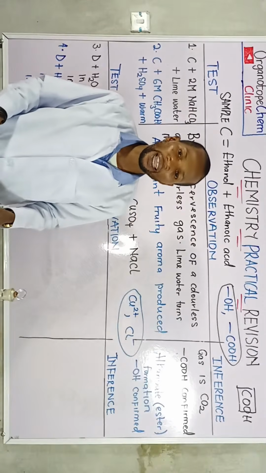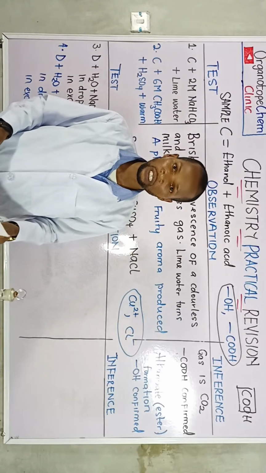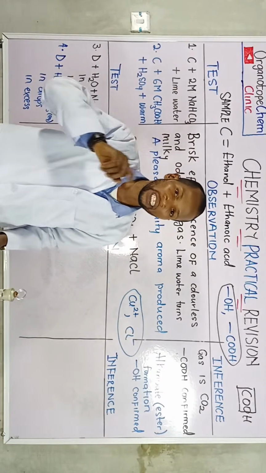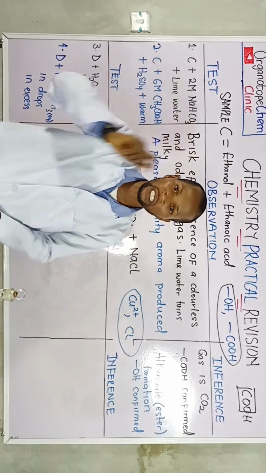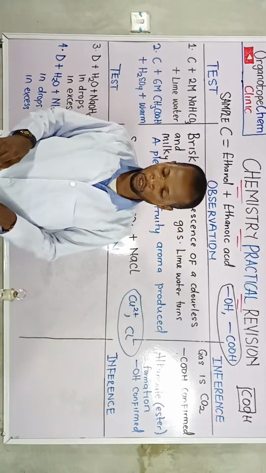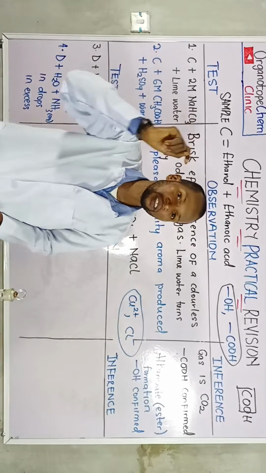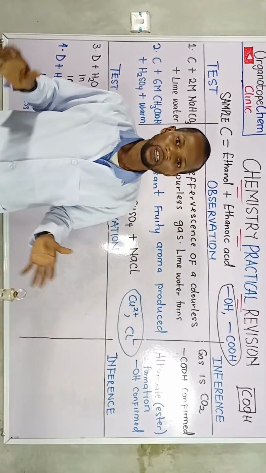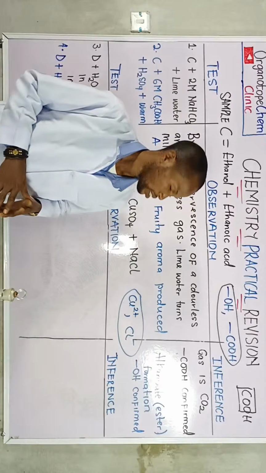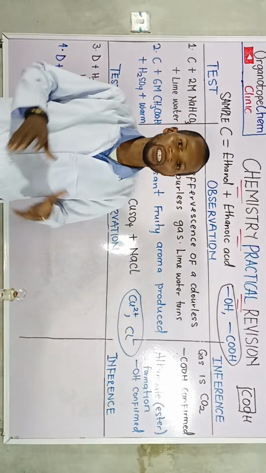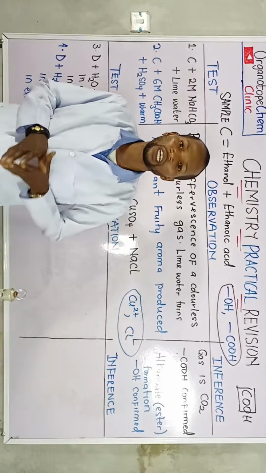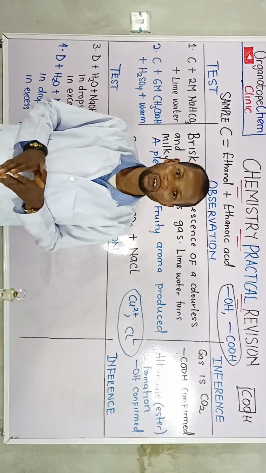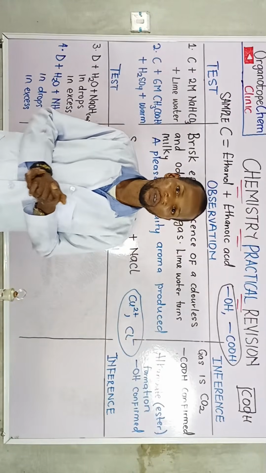Now, the first procedure right here: transfer 1.0 gram of sample D into a boiling tube. Now, a student will ask, how are we going to measure the 1.0 gram of sample D? How will you determine the 1.0 gram of sample D?